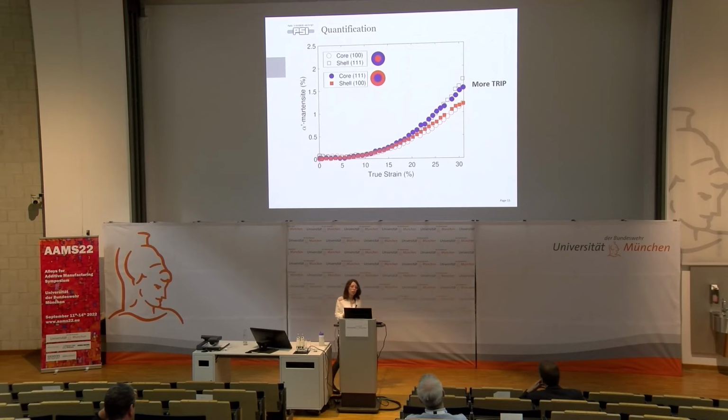After the calibration and after the deconvolution of the two parts, we can see how the volume fraction evolved as a function of strain, and we can clearly see that for the blue part, the 111 part, we have more TRIP effect, more martensite fraction, and we see the same behavior for both core and shell correspondingly.